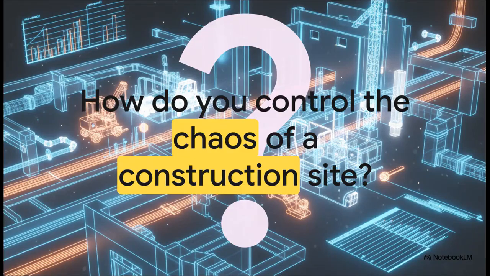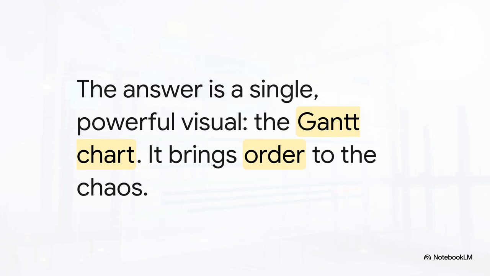So think about it. You're a new engineer, you step onto a site for the first time, and it's just pure chaos, right? You've got moving parts everywhere, timelines that seem to be crashing into each other, dozens of teams. How in the world are you supposed to make sense of all that, let alone keep everything on track, on time, and, of course, on budget? Well, the answer is actually a single, really powerful visual, the Gantt chart.